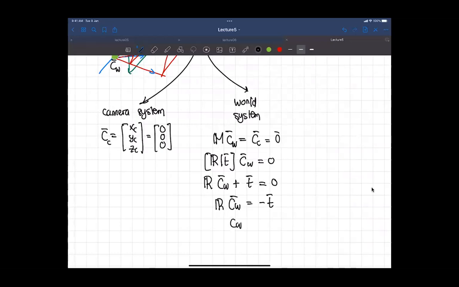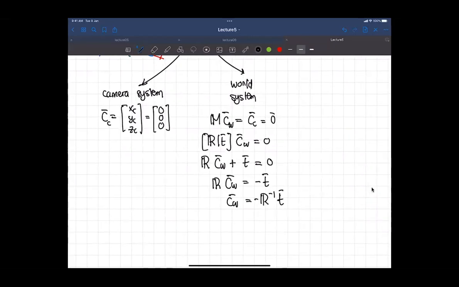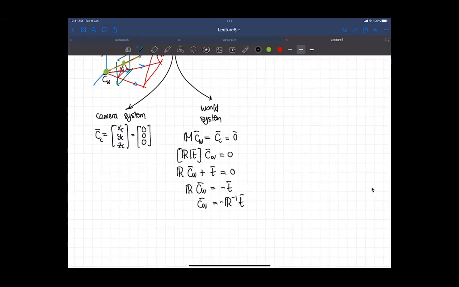And CW equals minus R inverse T bar. So that's how you can get CW from R and T. Assume that you know R and T, rotation and translation, then you can get the camera center in the world coordinate system. Any questions here, anyone? We are talking about this point here.